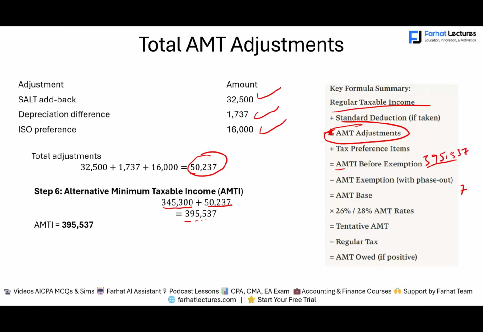395,537. Now the only reason I'm not using the form is because I'm going to be using the 2026 numbers, and I don't have the form for 2026. I'm not using the AMT form. That's why I'm using this, because for my purpose you have to know the rules.